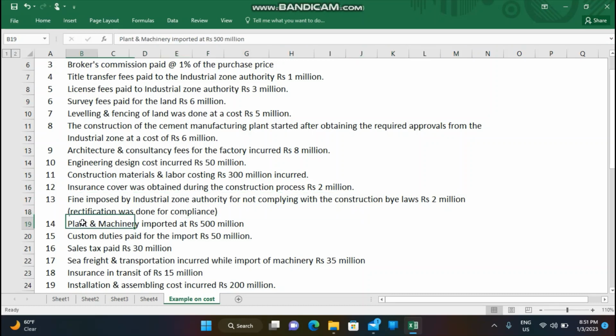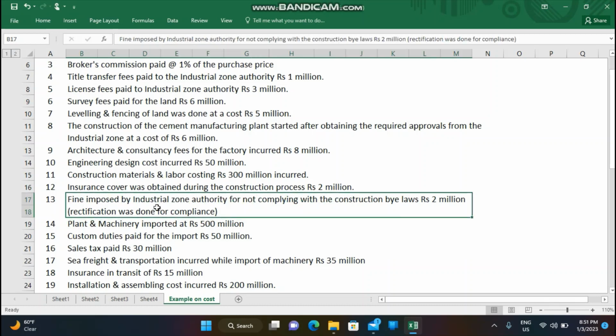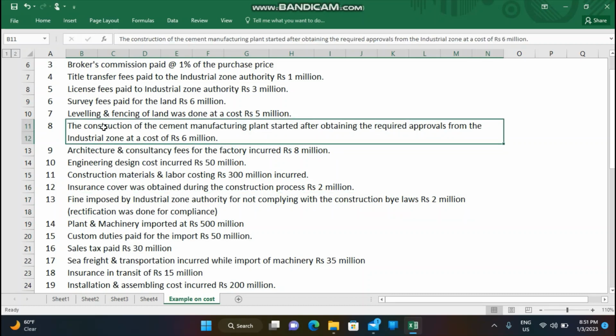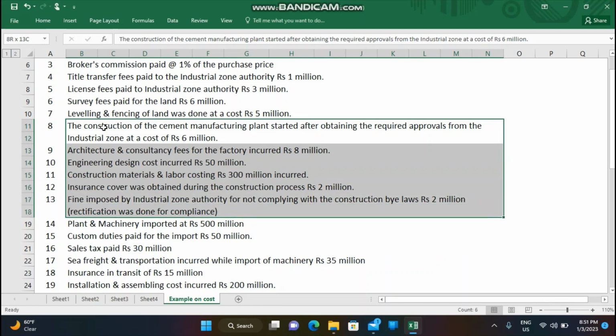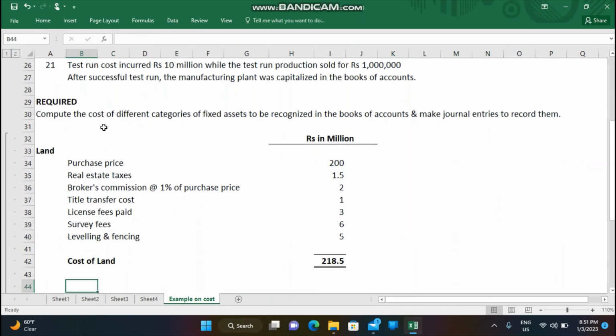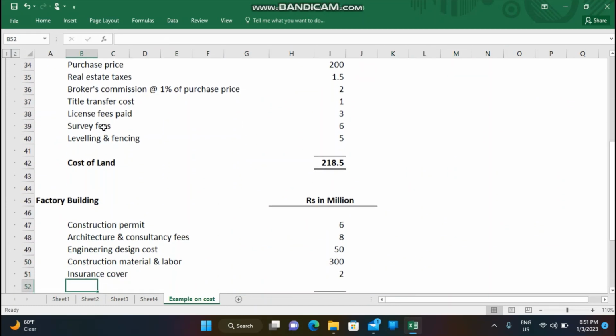So let's see the next item. Next is plant and machinery imported at rupees 500 million. But before going into the plant and machinery, let's compute the cost of factory building. From point number 8 till point number 13 were the transactions related to the factory building. So now let's see how the cost of factory building will be computed.